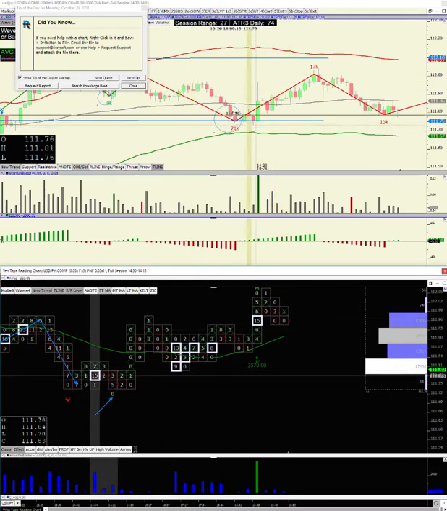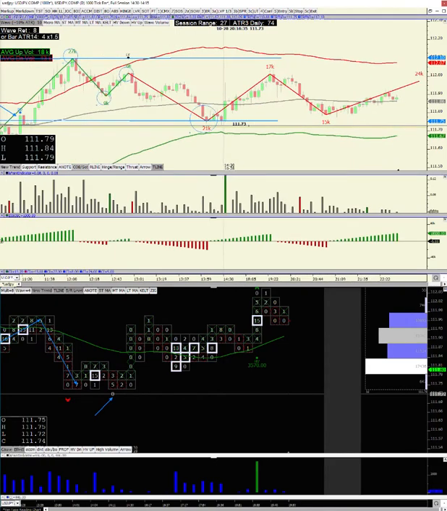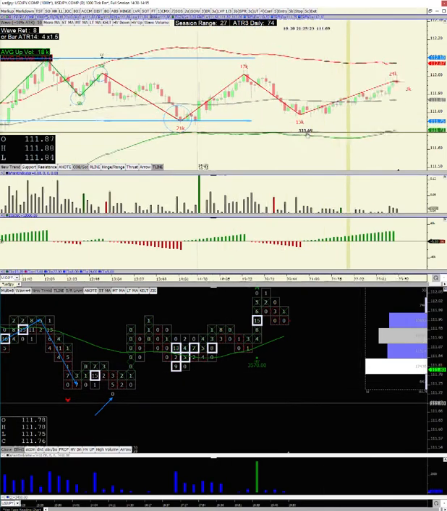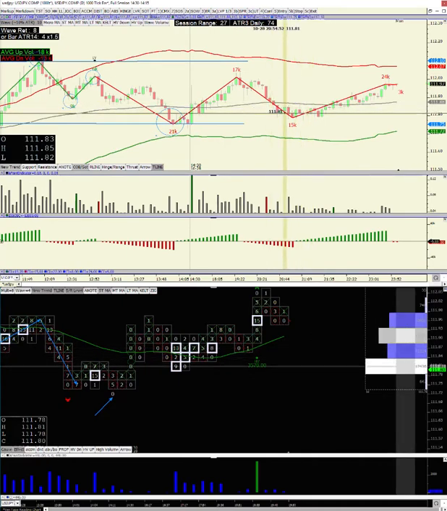So now we see that. Now let's take a look at the other turning point right here. It's very interesting right here. Why do I say it's interesting? Because this base is bigger.